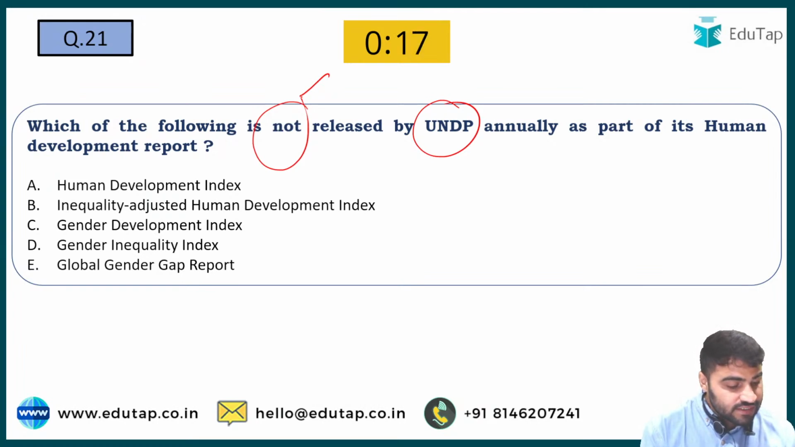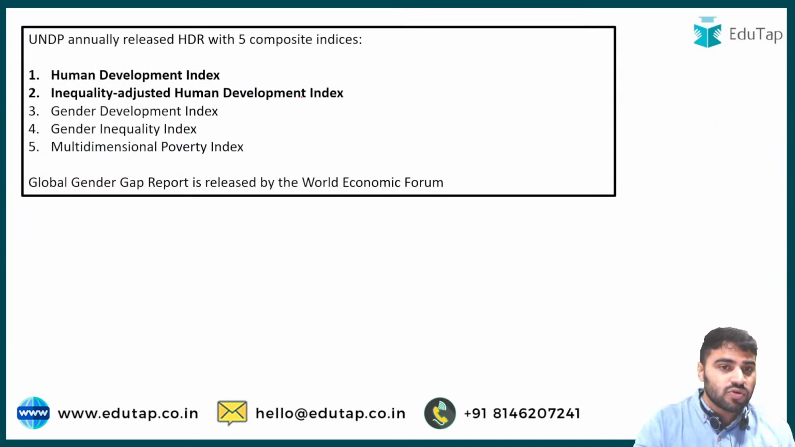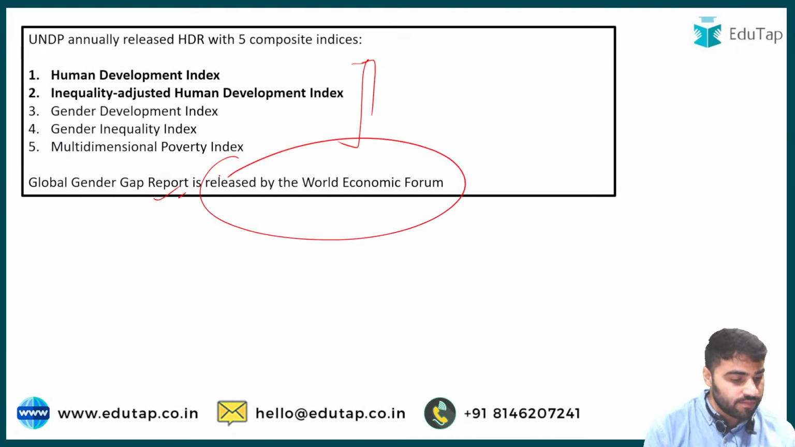Civil Service Corner, he is saying option E, that is Global Gender Gap Report. You all are saying option E, right? Great. So the right answer for this question is option E, that is Global Gender Gap Report. UNDP releases all these other reports, and the Global Gender Gap Report is released by the World Economic Forum.